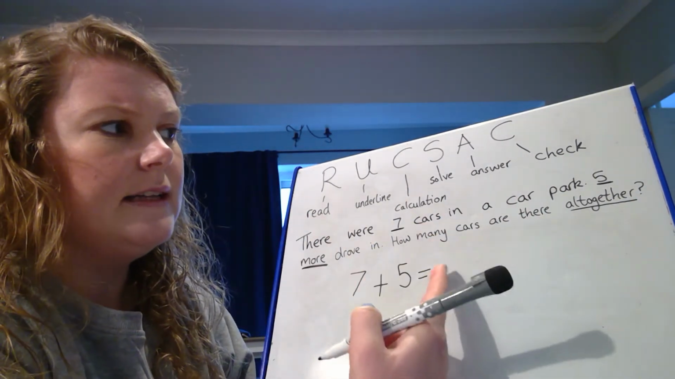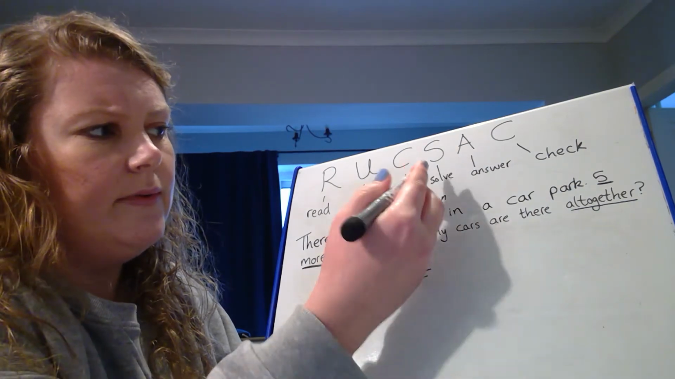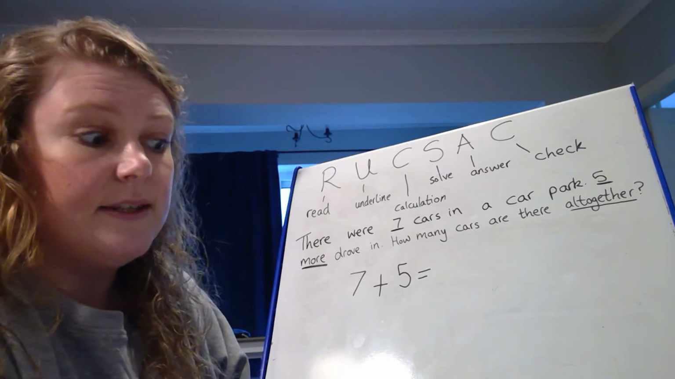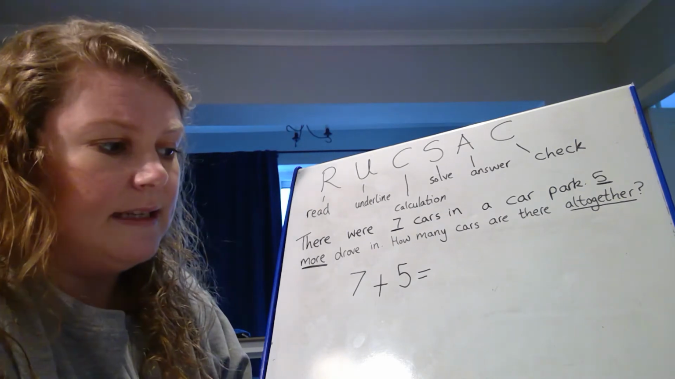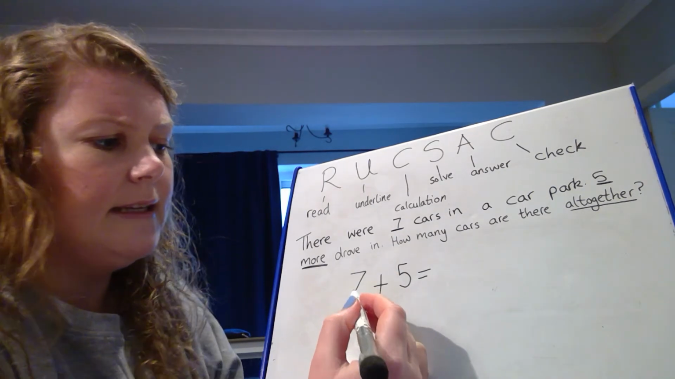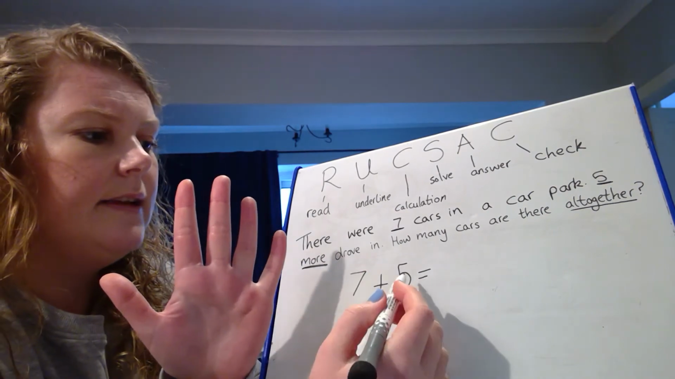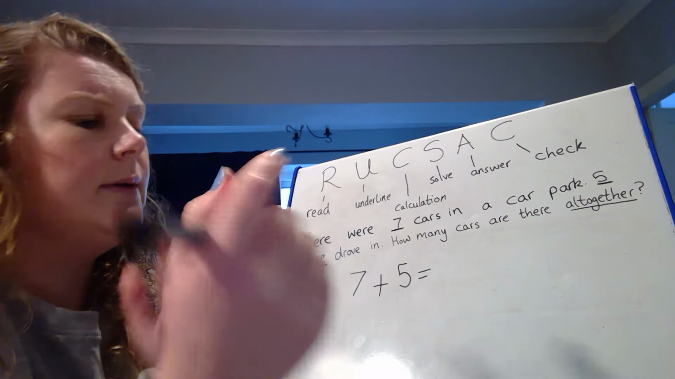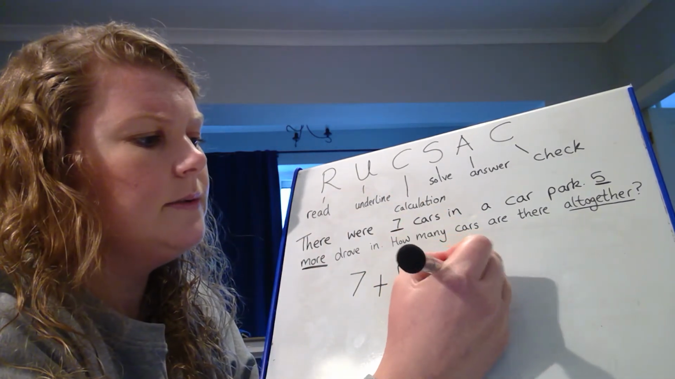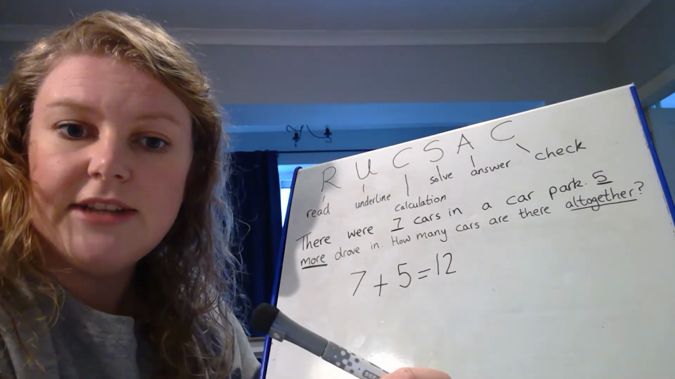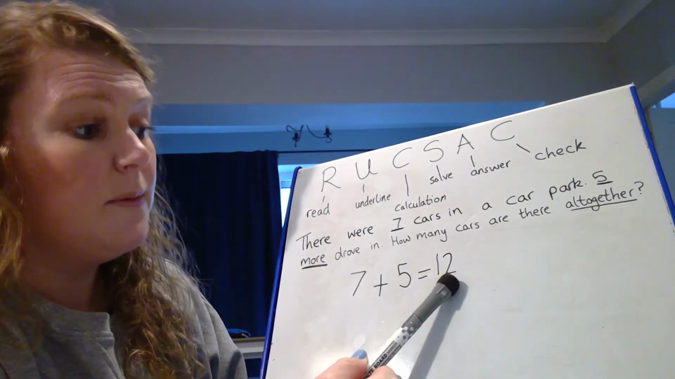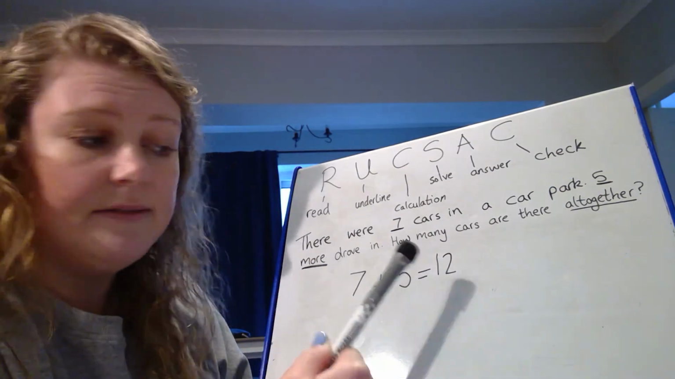So now I need to find the answer. So I've got to solve 7 add 5 to find my answer. And you know I like to count on when I'm doing number sentences. So I'm going to put 7 in my head, 5 fingers, 7 add 5. So 7, 8, 9, 10, 11, 12. 12 is the answer. So I'm just going to check that that would make sense. 7 add 5 is 12. 12 is bigger than 7 and 5, so that would make sense.